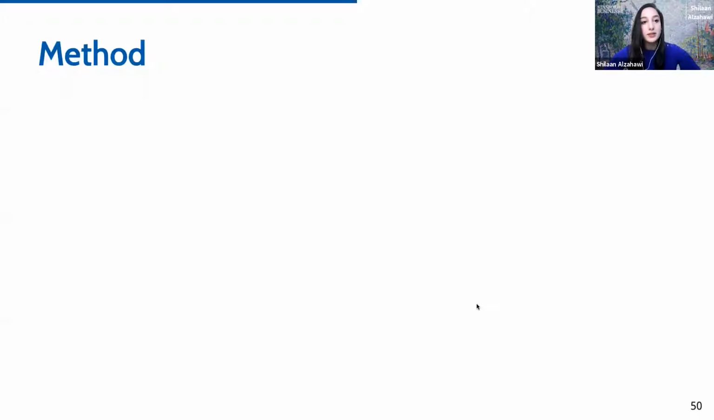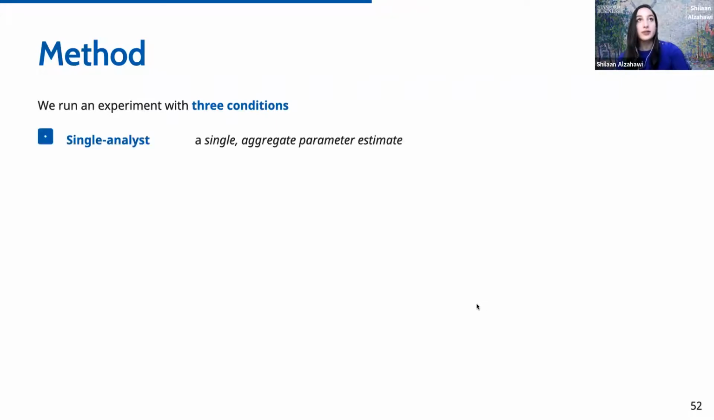So to study this question, we ran an experiment with 3 conditions. These are 3 scenarios. The first condition is a conventional single analyst condition where a single team of scientists analyzes the same data set and reports a single aggregate parameter estimate of 5% for the relationship between 2 variables that I'll introduce shortly. We contrast this condition with 2 multi-analyst conditions.